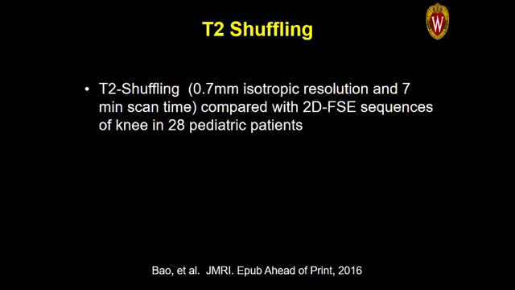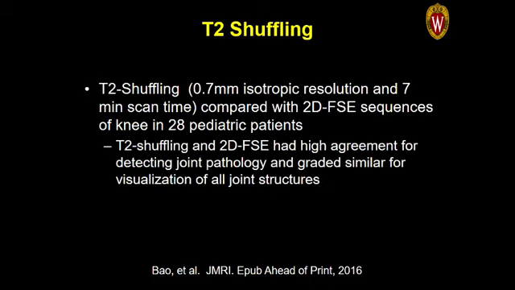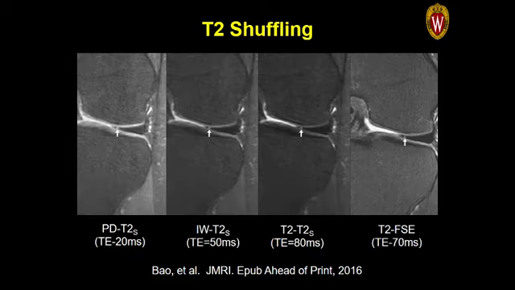So Dr. Vasanawala's group performed a study in which they compared T2 shuffling with two-dimensional fast-spin echo sequences for evaluating the knee in 28 pediatric patients, and they found that the T2 shuffling and two-dimensional fast-spin echo sequences had high agreement for detecting joint pathology and graded similar for visualization of all joint structures.